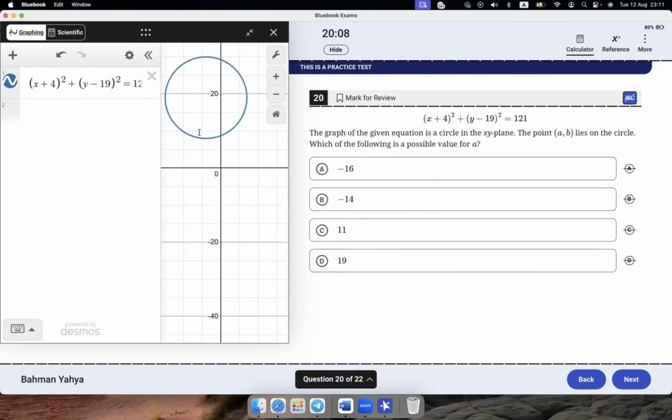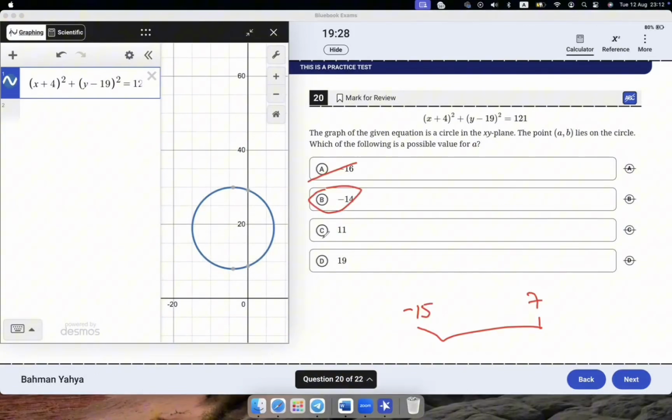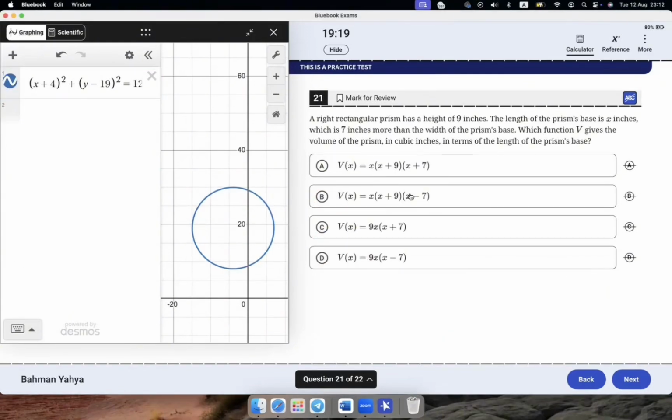You see the circle. What is the possible value of a? A is the x coordinate of it, isn't it? -15 is the minimum x. And what is the maximum x? 7. So x coordinates change between -15 and 7. It is not there, it's not there, and it's not there. So the answer is the last one.